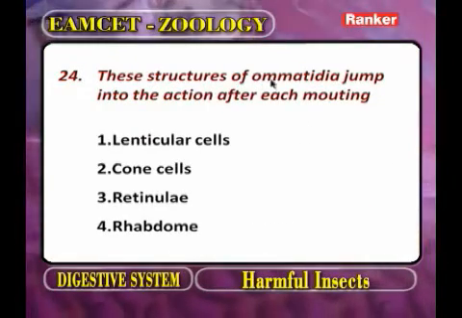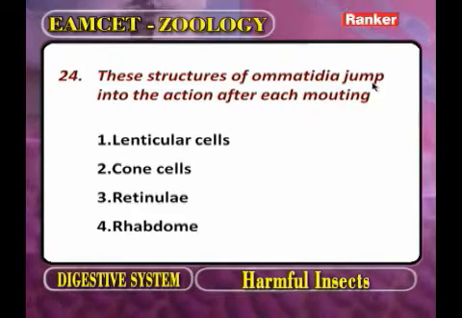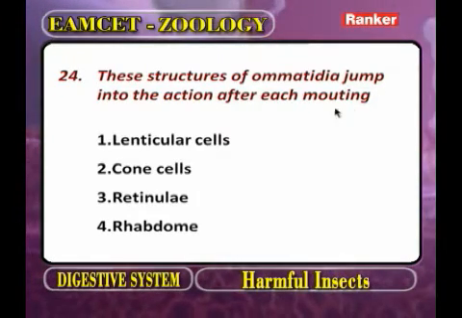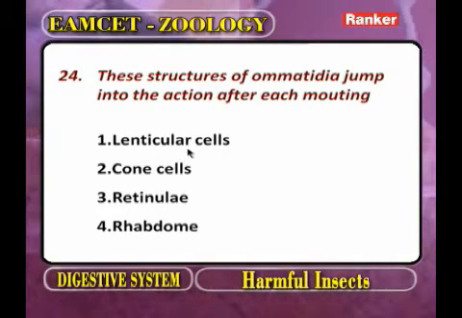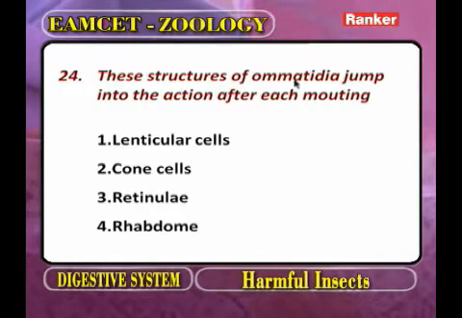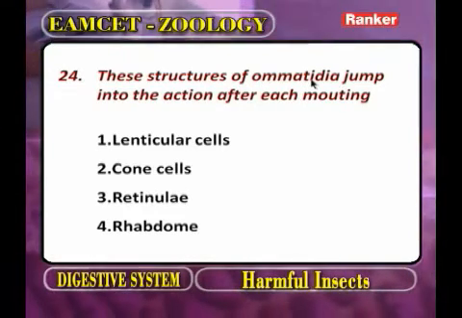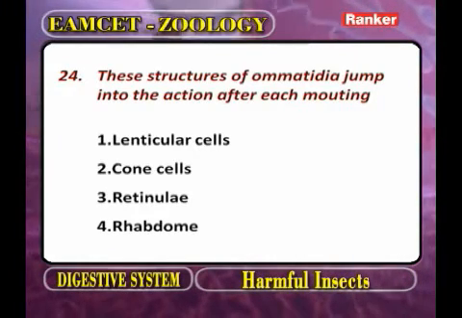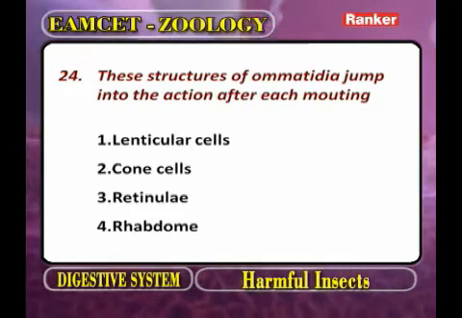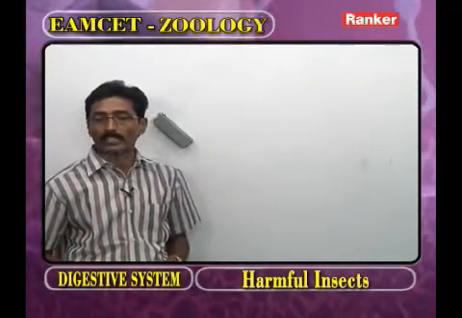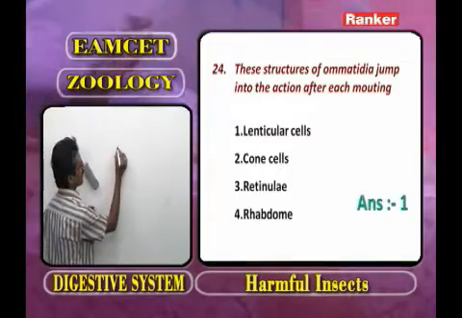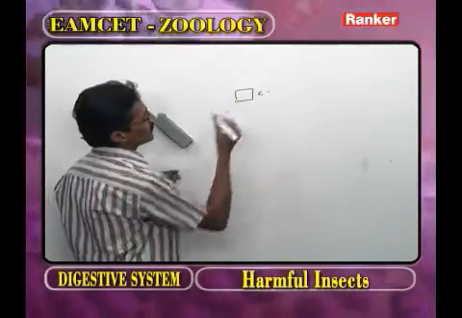These structures of ommatidia jump into the action after each molting. Now again repeating the question. These structures of ommatidia jump into the action after each molting. Now as we observe the ommatidium, this part we call the cornea.